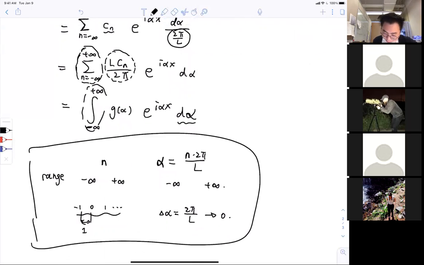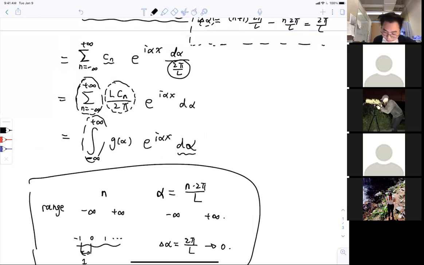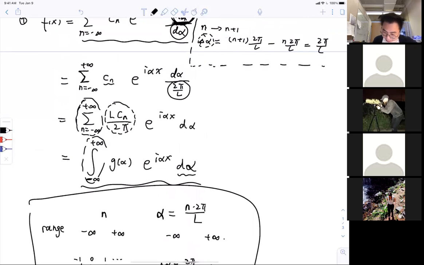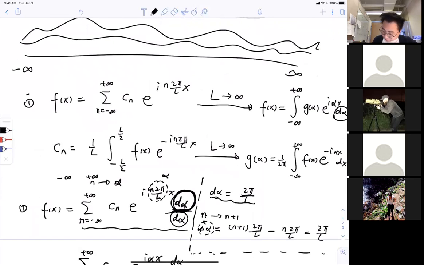Anyway, this is the logic behind this Fourier transformation. It's just a change of variable, and because L goes to infinity, non-periodic, it becomes a continuous variable, and we have this integral form. So then this is exactly what we have here.